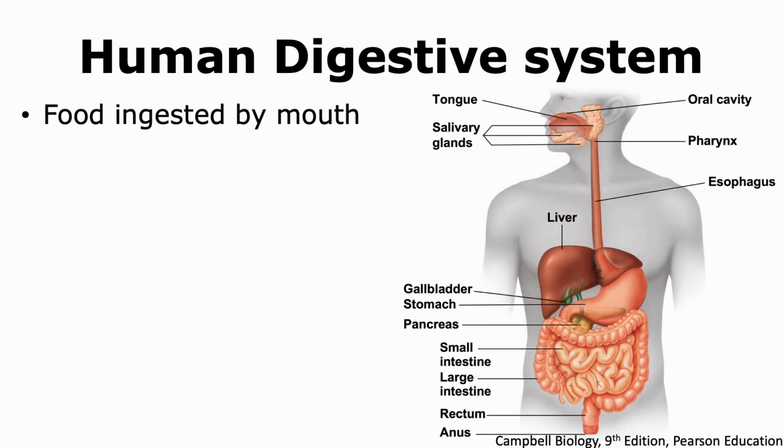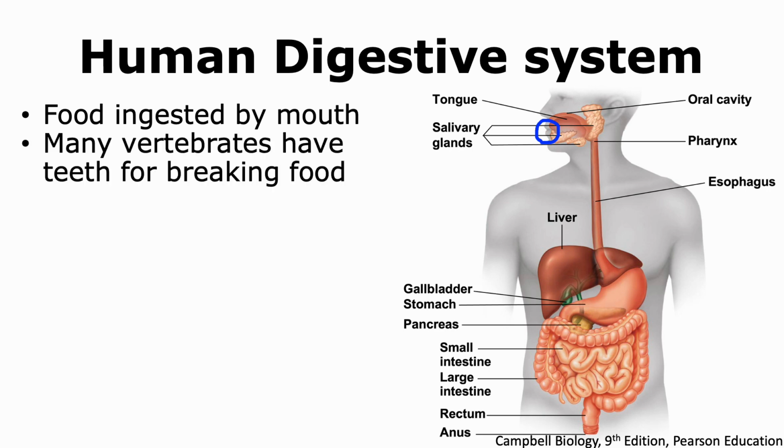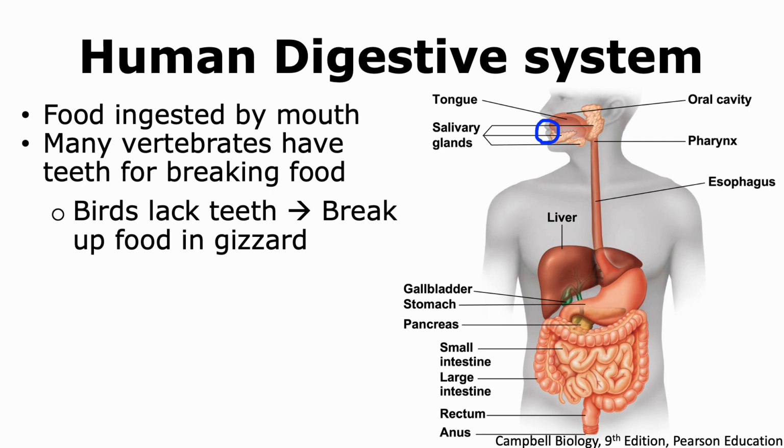The food in all vertebrates is ingested by the mouth. Many vertebrates can have teeth in their mouth that allow for chewing the food and thereby breaking the food. Now, birds and some reptiles lack teeth, and hence their food is broken down in a compartment in the digestive system called the gizzard.